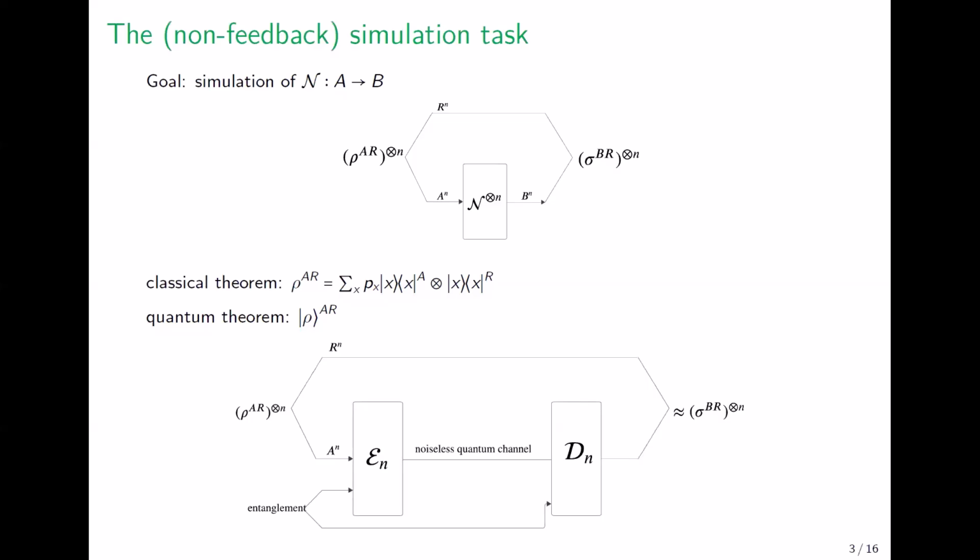In the quantum case, we have exactly the same situation, exactly the same encoding and decoding. The difference is that the input is of this specific pure state form, and we should also change the noiseless classical channel to a noiseless quantum channel. And instead of shared randomness, we have shared entanglement. This is actually the dual to the classical case.